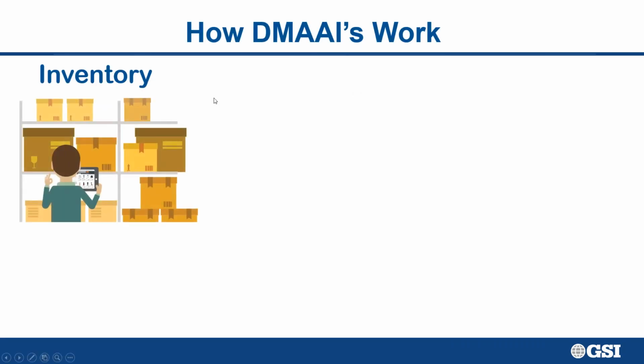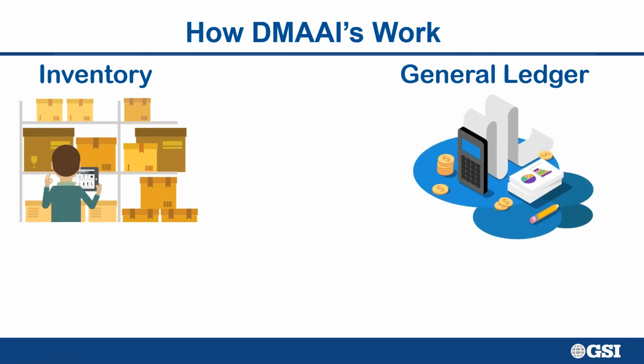Okay, so how DMAAIs work. So we're out in the factory or in the DC and we need to move inventory. We're going to pick some for shipping. We're putting some away, those type of transactions. We need to record inventory movements on our general ledger. So we're out there doing all these inventory movements. We're doing transactions within the JD Edwards system. Somehow, we need to create a corresponding journal entry so that the dollars show up on our financial statements correctly.